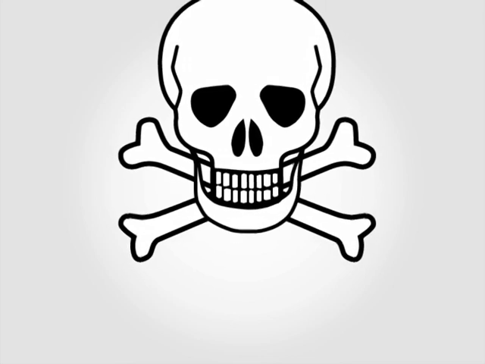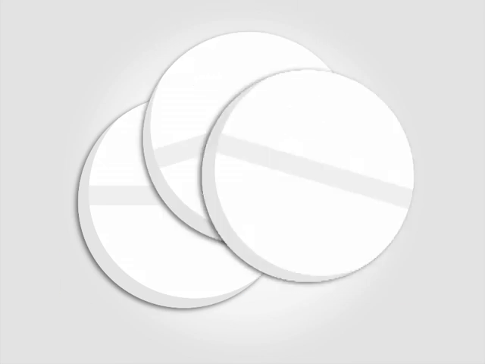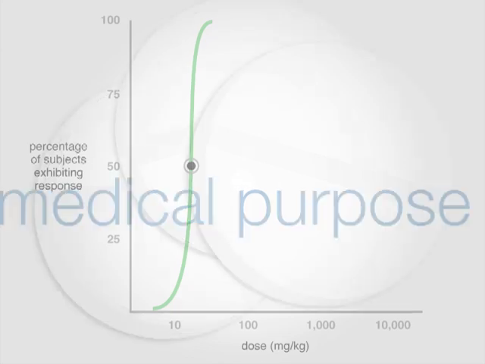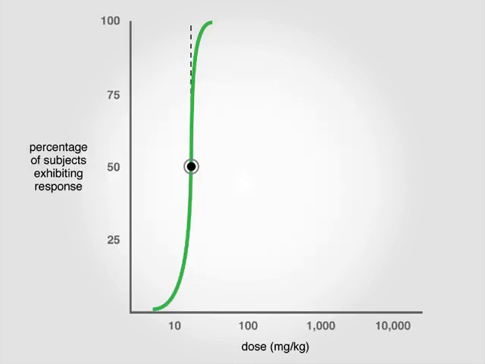But we aren't only interested in a drug's harmful effects. We also need to know what dose of a drug is effective for its medical purpose. So if we plot a dose-response curve that reflects the number of lab animals that exhibit pain relief due to aspirin, we observe a curve centered at a lower dose range.